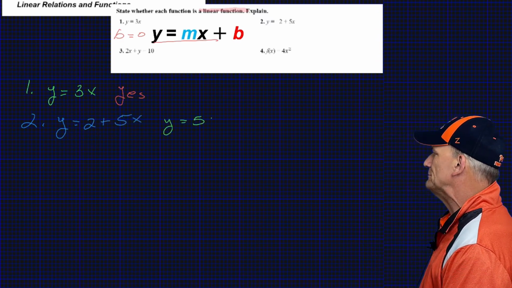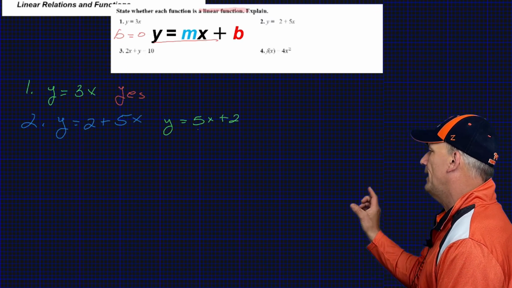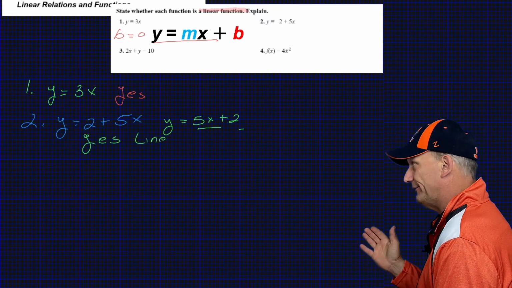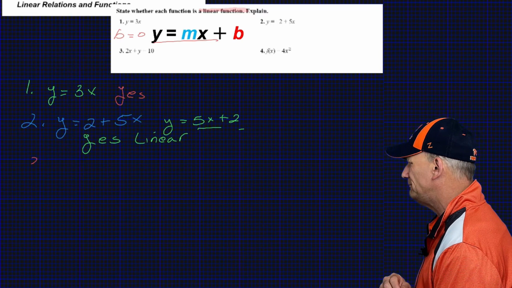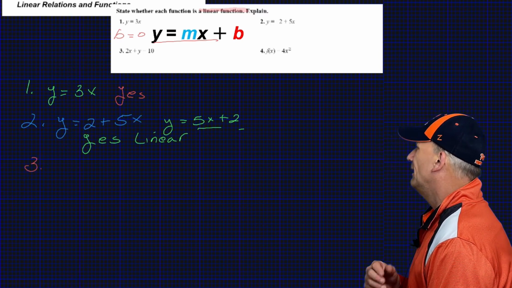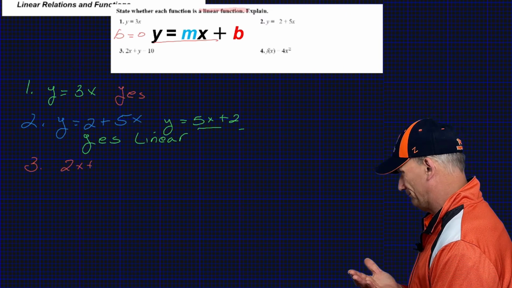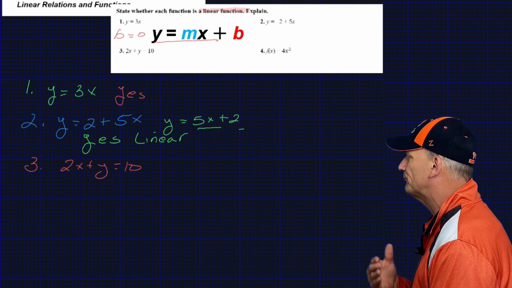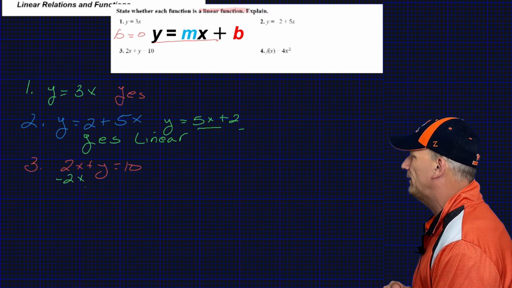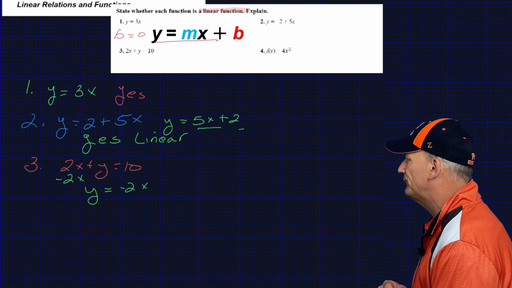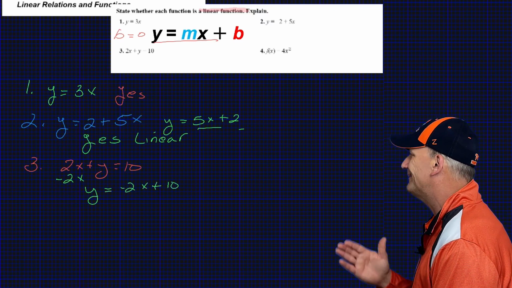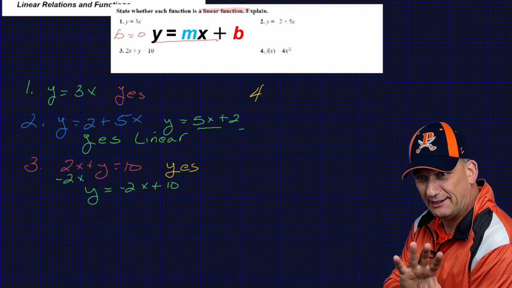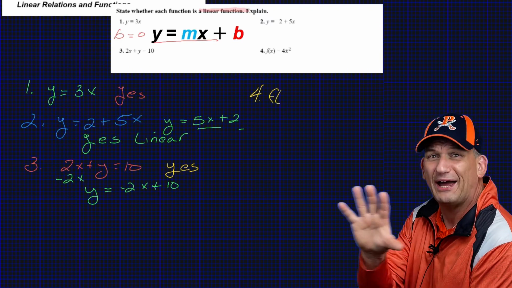All right, let's take a look at number 2. Well, all they've done is taken slope-intercept and they just mixed up the numbers, but it's still y equals 5x plus 2. Yes, linear, because we're able to write it in slope-intercept form. Number 3, okay? So 2x plus y equals 10. Once again, all they did is move a few things around. You can tell this is linear, but let's put it in the correct form by subtracting 2x to the other side. We get y equals negative 2x plus 10. Slope is negative 2. The y-intercept is 10. So yes, linear, because we're able to transform it into slope-intercept. That's the key. No table of values, no graphing.